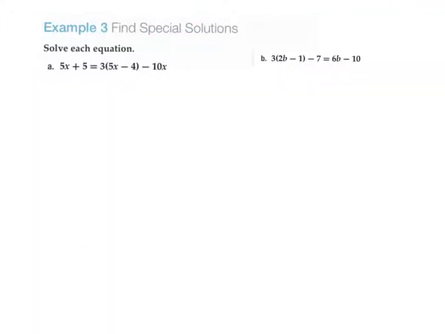So let's solve these equations doing what we know so far. So I have a 5x plus 5, nothing there, but I have parentheses, so I'm going to go ahead and multiply that out, 15x minus 12. Minus 10x is not in the parentheses, so I don't multiply it. Now I'm going to combine my like terms on one side before I do anything. Combining does not mean changing the sign, so 15x and a negative 10x is really a 5x.